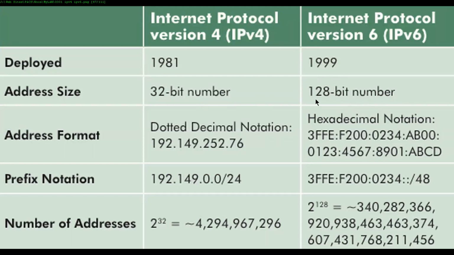Instead of a 32-bit number, it uses a 128-bit number, which gives us 340 and an awful lot of digits after that. We will never run out of IP version 6 addresses, and they are represented in hex notation. Hex digits represent 4 bits, and so groups of 4 hex characters represent 16 bits, and we have 8 of those groupings here to represent the 128 bits of the IP version 6 number.